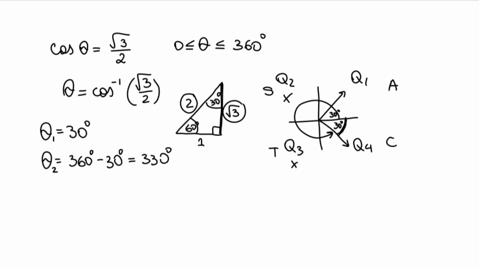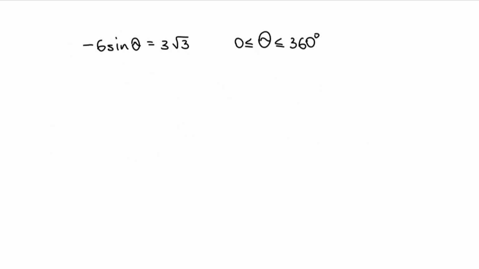Let's look at another equation. Here, we're given an equation, negative 6 sine theta equals 3 square root of 3. Before we can solve for theta or isolate for it, we need to remove everything that prevents us from isolating theta.